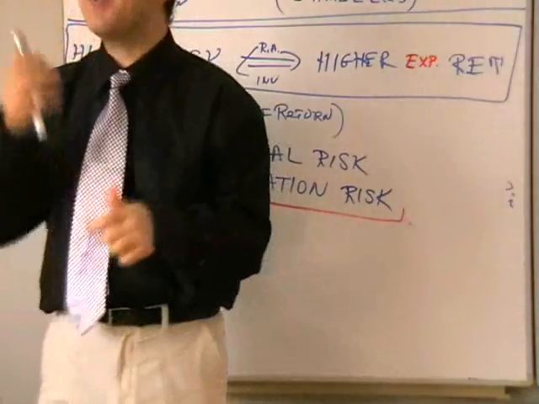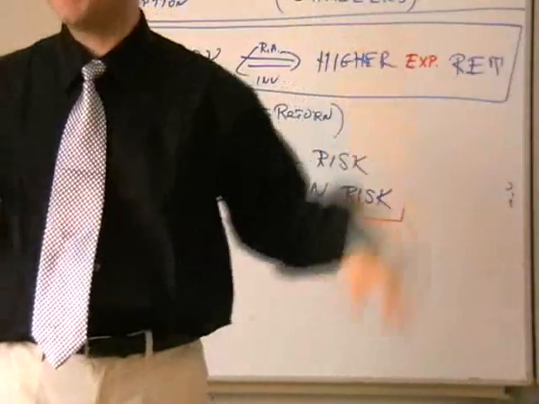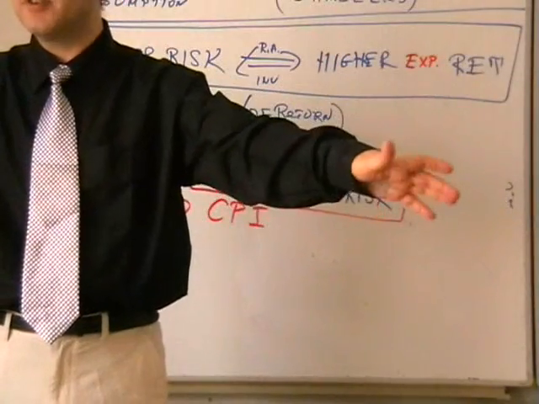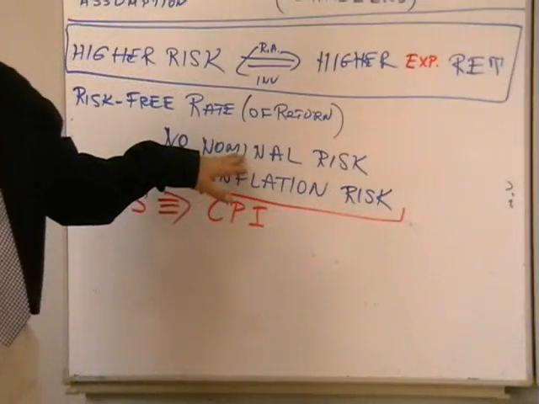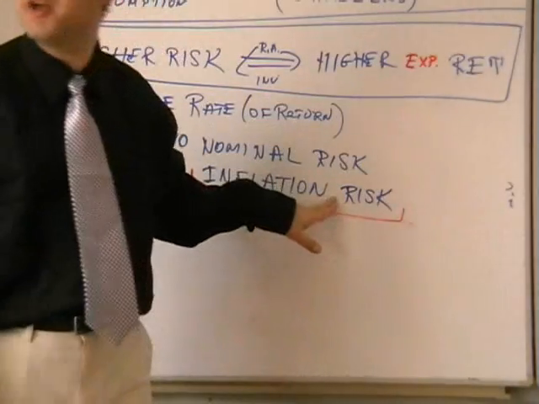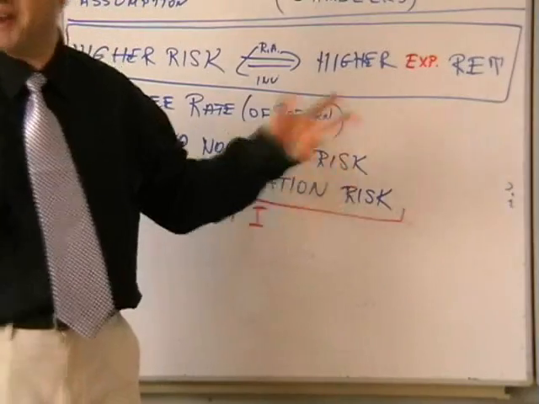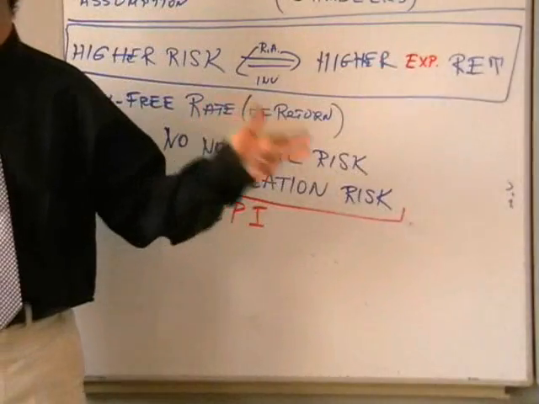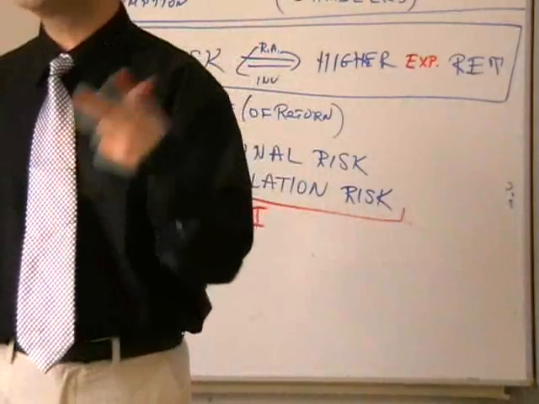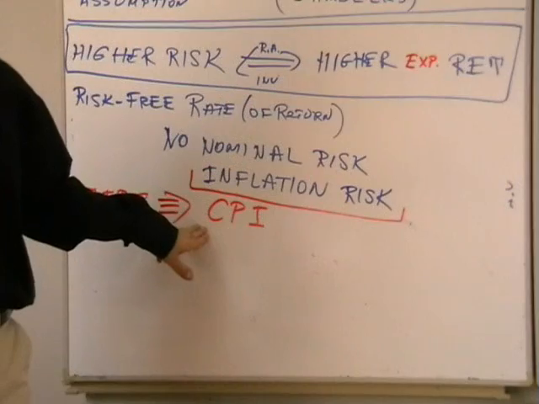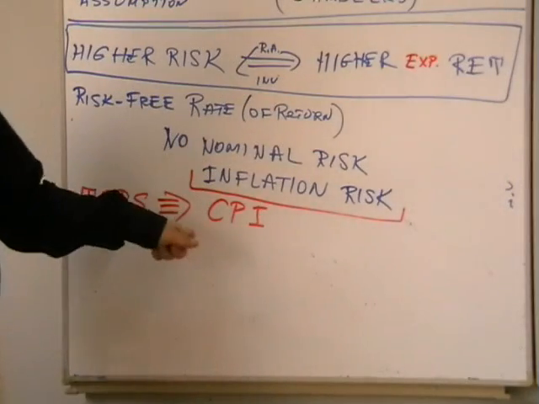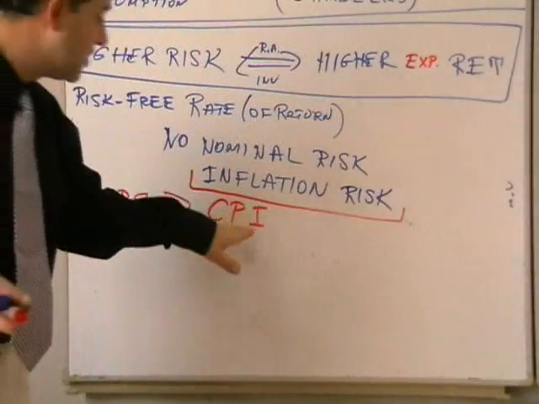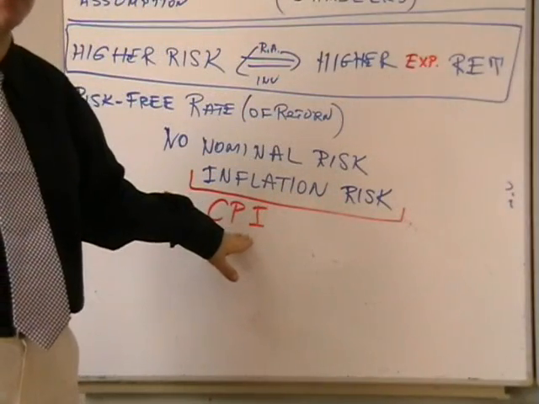And now they say that with TIPS you have no risk whatsoever, because you have no nominal risk, number one, and number two, you have no inflation risk. But CPI is not the true measure. So now you get into the problem of measurement risk. Suddenly you're not running the standard inflation risk, but you're running the risk that the government will underreport inflation.